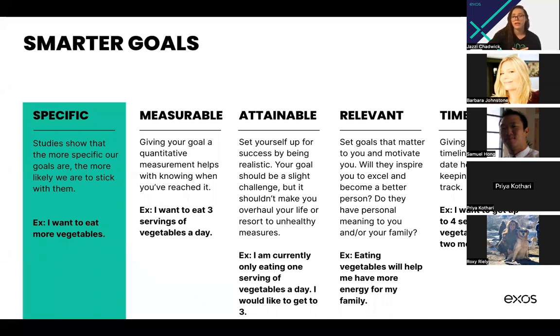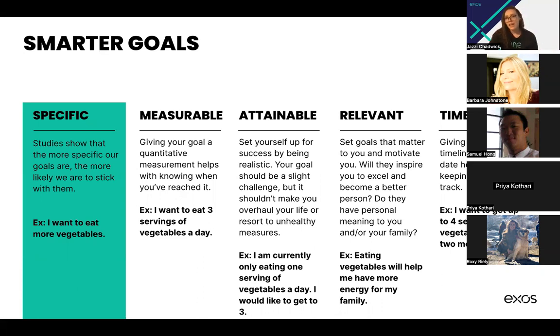Next, we have measurable, right? When we have an amount that we can measure for our goals, having that quantitative aspect helps us know when we've completed it, right? So if I just say I want to eat more vegetables, okay, how much is more, right? I don't know. But if I say I want to have 3 servings of vegetables a day, then I'll know when I meet that goal, when I start eating those 3 servings every day.